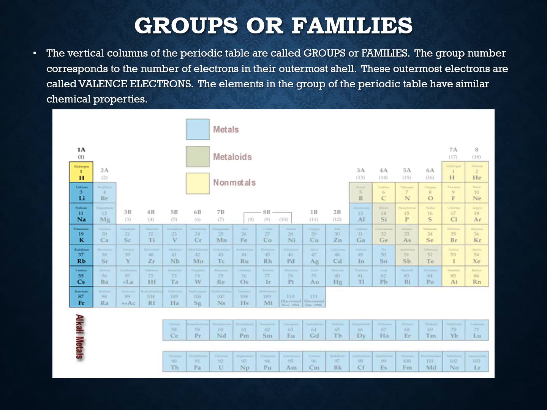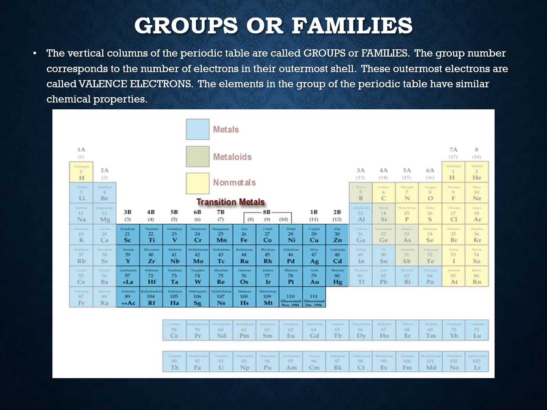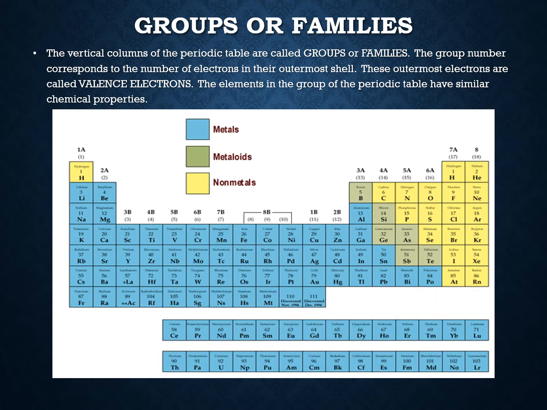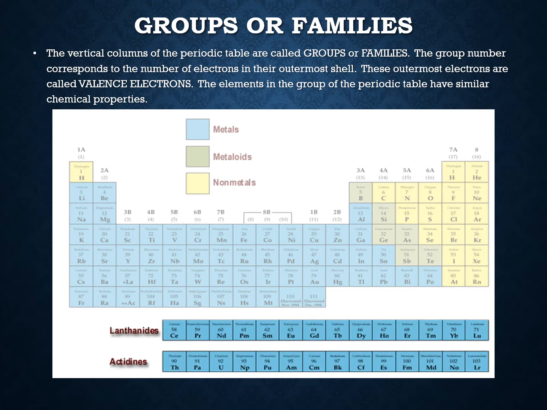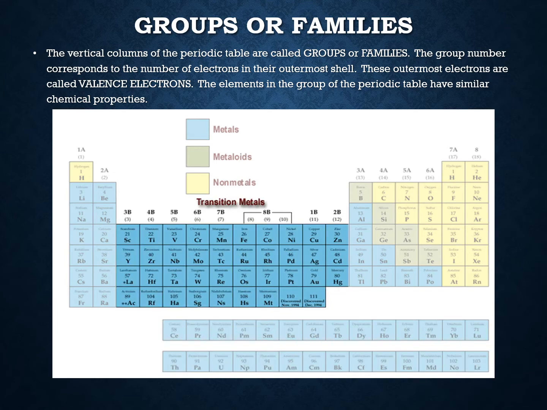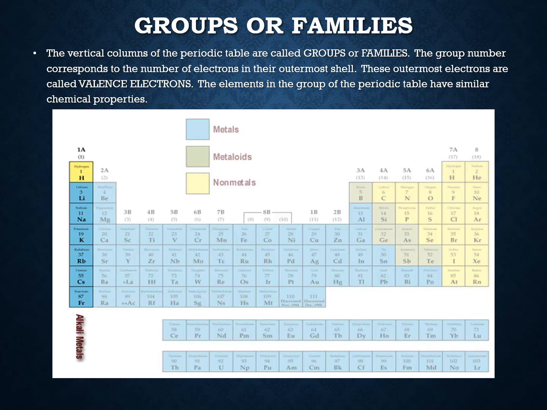The next thing that you have to observe in the periodic table is the groups or families. These are arranged in vertical columns, and they correspond to the number of electrons in the outermost shell. These outermost electrons are called valence electrons. The elements in a group of the periodic table have similar chemical properties. So this is the opposite of the periods, because as I mentioned earlier, periods are arranged from left to right, and this one is a vertical column, so you have to take note that you know them starting from the top to the bottom.